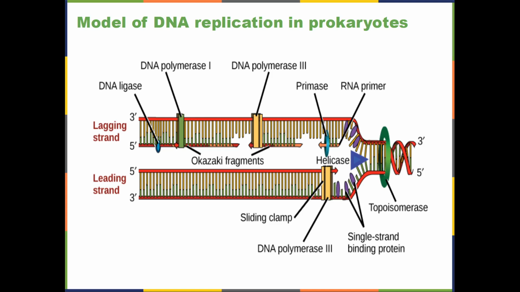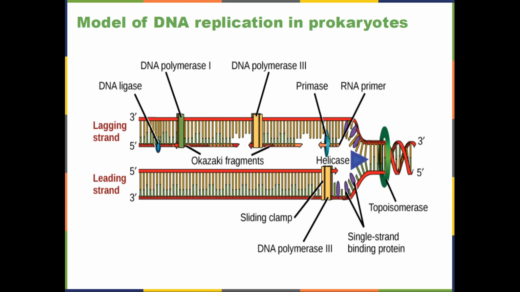Alright, so we're looking at a model of DNA replication in prokaryotes. Now, I want you to remember, in prokaryotes, the DNA is circular, meaning that the two ends of the DNA strand are connected as a loop, so they're rings. And so what this means is that essentially during replication, you just pull apart the two strands.